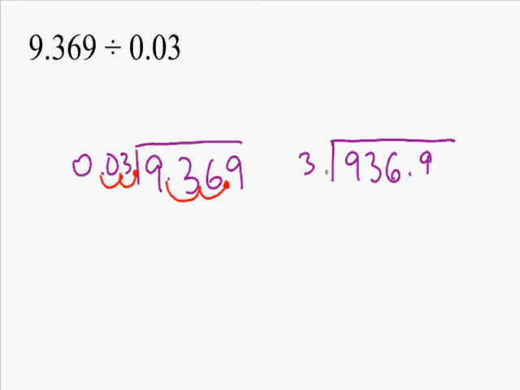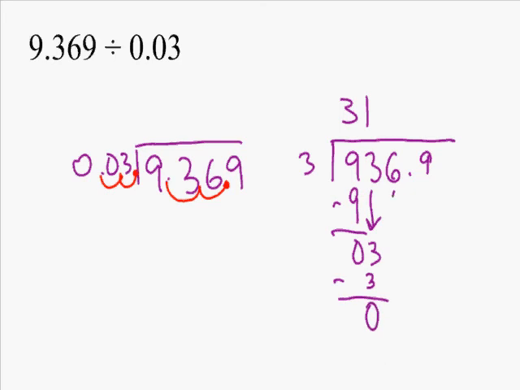First things first, how many times does 3 go into 9? That goes in 3 times. 3 times 3 is 9. Let's subtract. 9 take away 9 is 0. Let's bring down the 3. How many times does 3 go into 3? It goes in 1 time. Let's multiply. 1 times 3 is 3. Let's subtract. 3 take away 3 is 0.